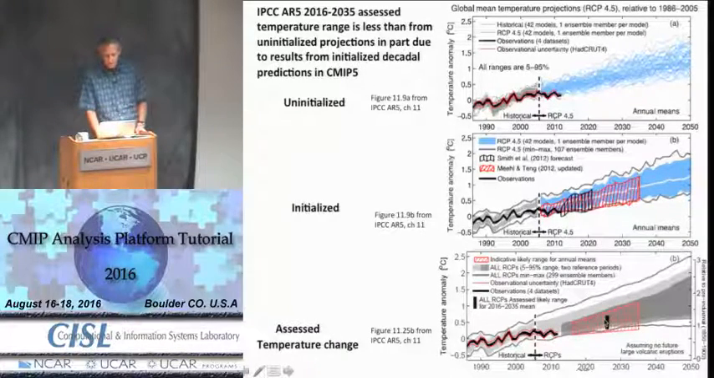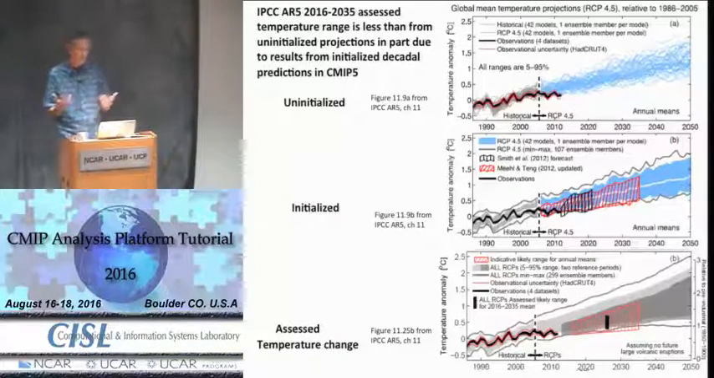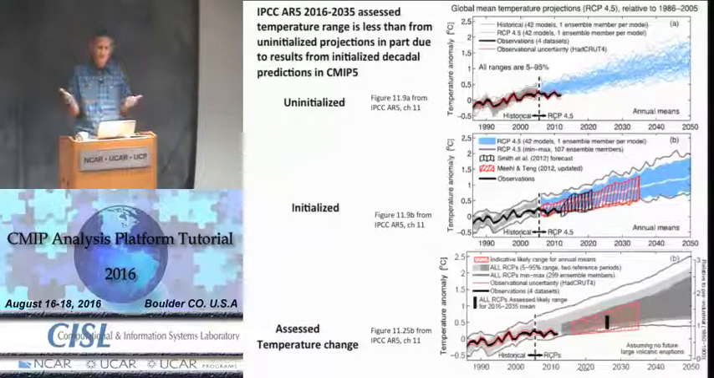And the conclusion was that this assessed range, taking into account these initialized predictions and other factors, was lower than the uninitialized range, which would be this kind of gray shading, in several different ways. So there we're taking into account the fact that we have these new tools we can use to give us information that's different from the uninitialized predictions. Okay.